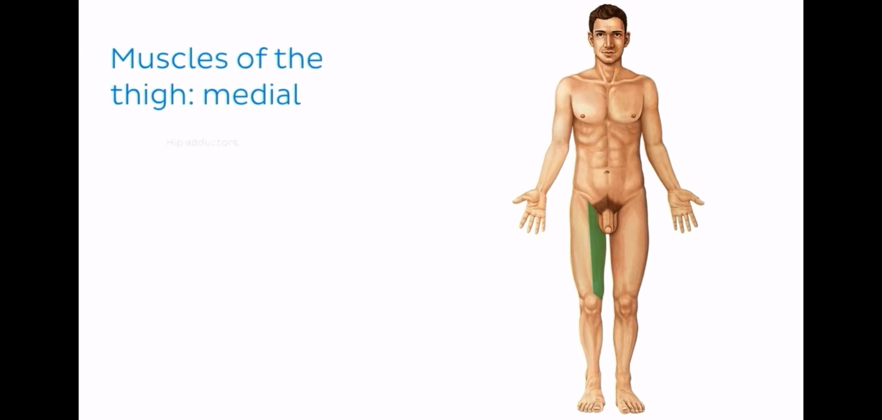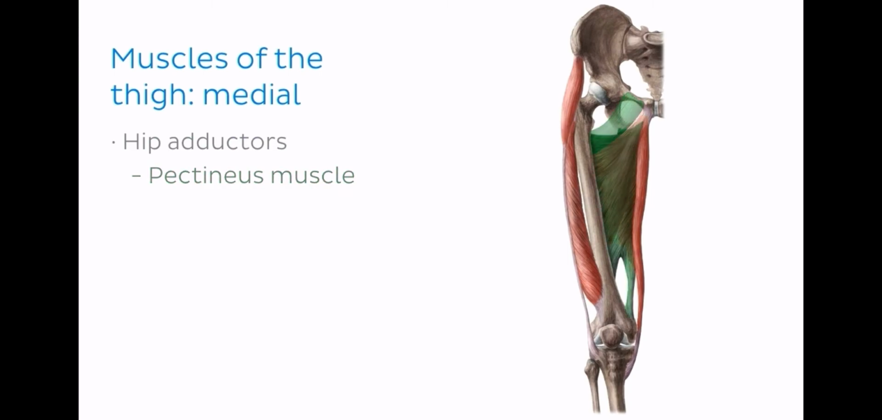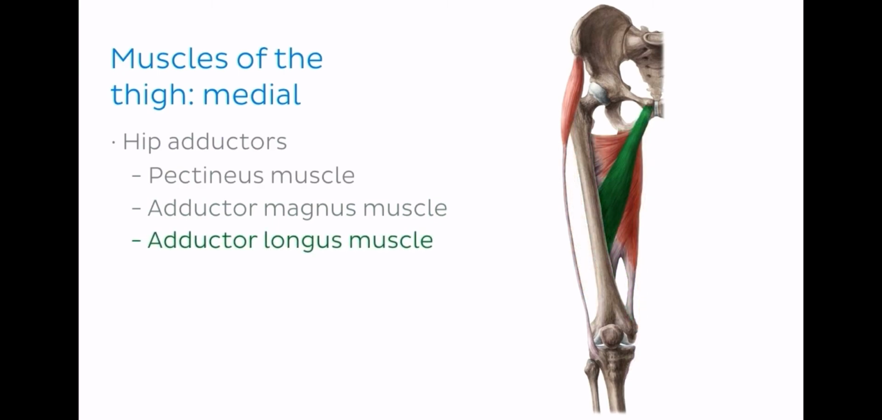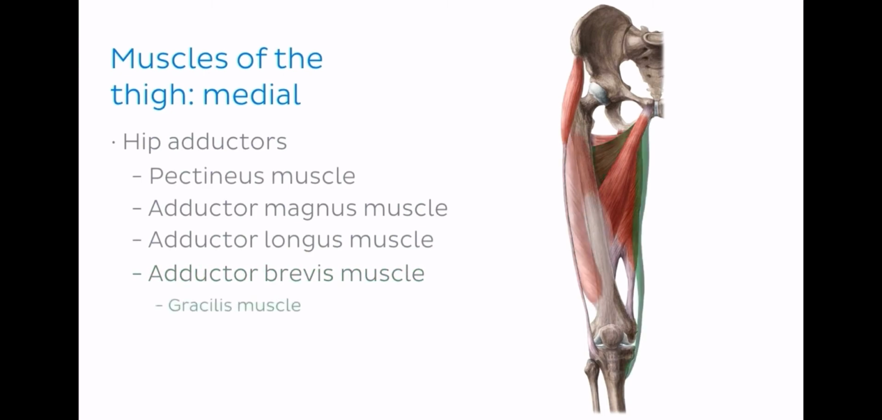We then talked about the hip adductors, which included the flat muscle, the pectineus muscle. We talked about the adductor magnus muscle, which is one of the largest muscles in the body. We also talked about the adductor longus muscle, which is part of this inner part of the leg. And we talked about the adductor brevis muscle, as well as the gracilis muscle, which is a superficial muscle running along the medial aspect of the thigh.